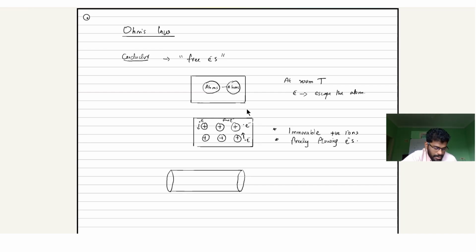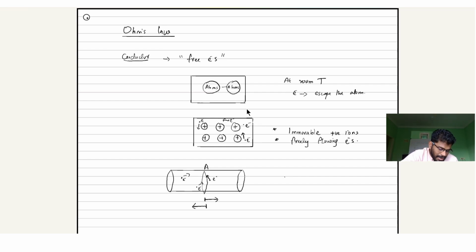What is the idea? So we will not be drawing the positive ions anymore. It is understood that they are fixed inside the conductor. So we have these electrons here. These electrons are in complete random motion. Now, if you take any cross-sectional area of the conductor, the number of electrons moving towards the right side will be equal to the number of electrons moving towards the left side, in general, on an average.